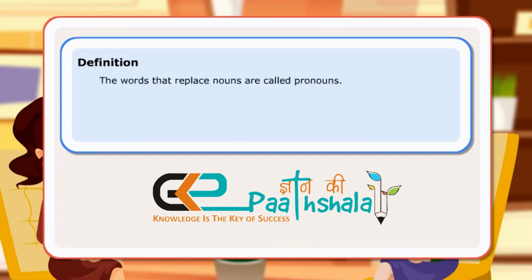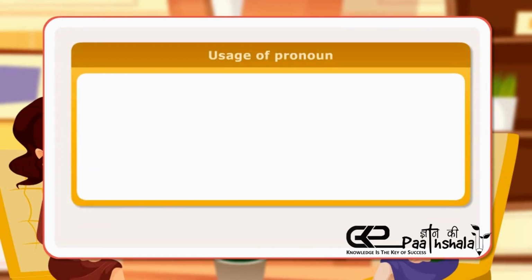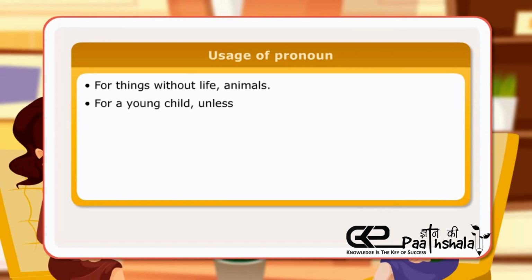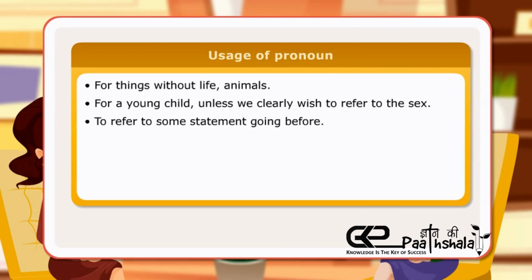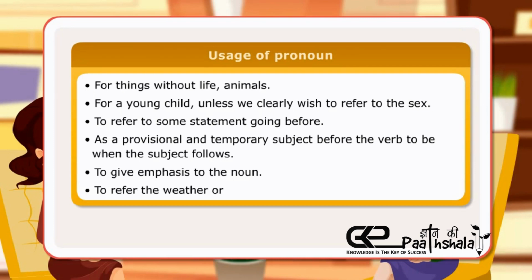Definition. The words that replace nouns are called pronouns. Usage of pronoun. The pronoun is used for things without life, animals, for a young child, unless we clearly wish to refer to the sex, to refer to some statement going before, as a provisional and temporary subject before the verb to be when the subject follows, to give emphasis to the noun, to refer to the weather or the time.